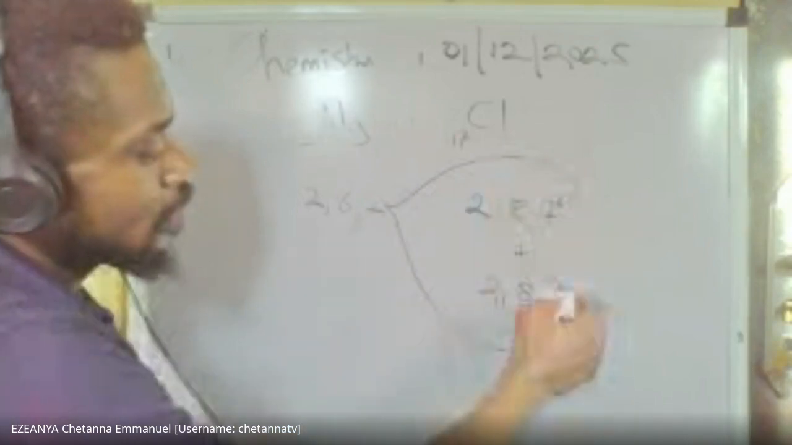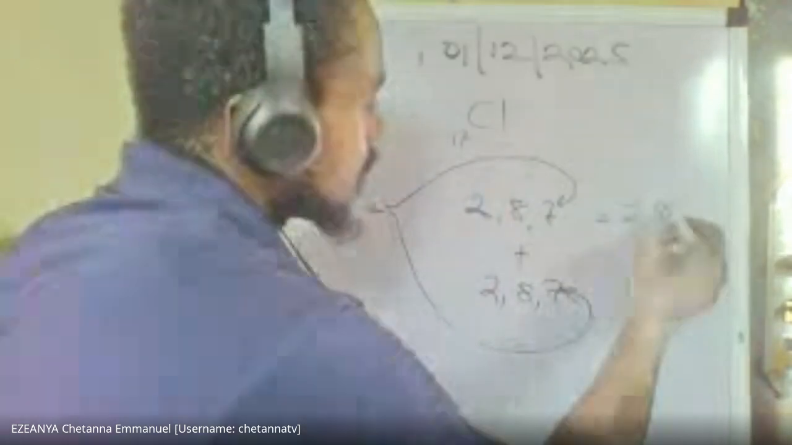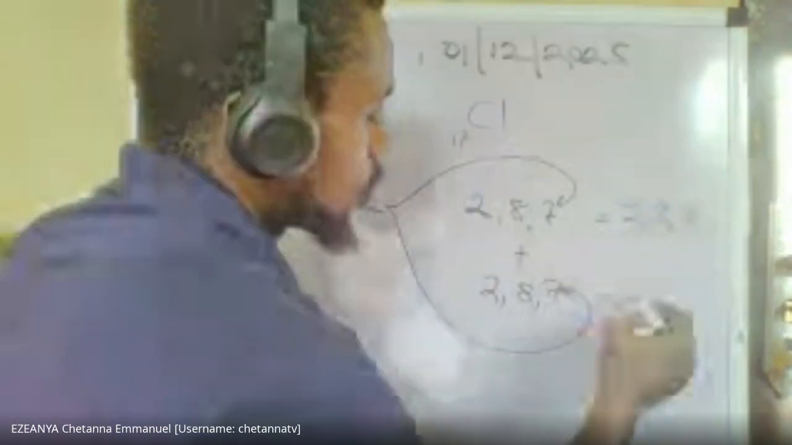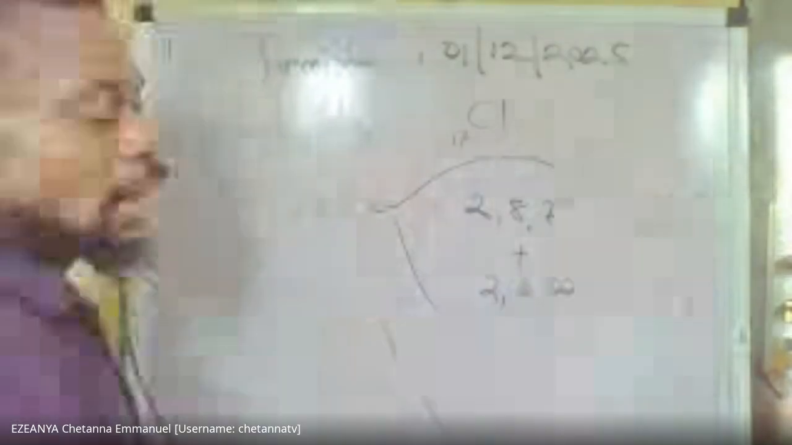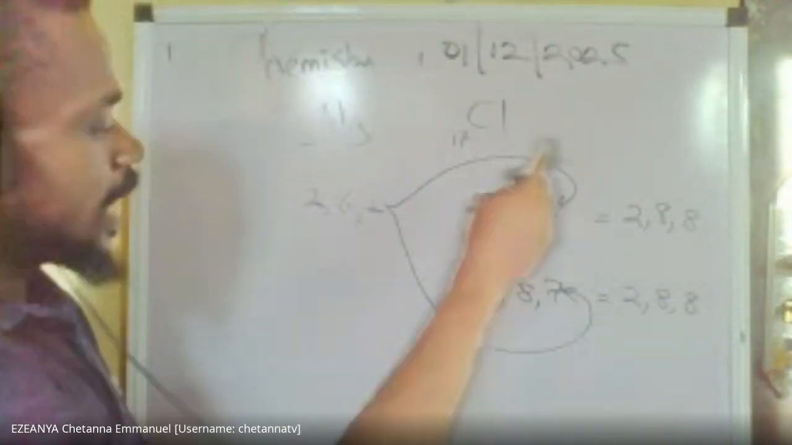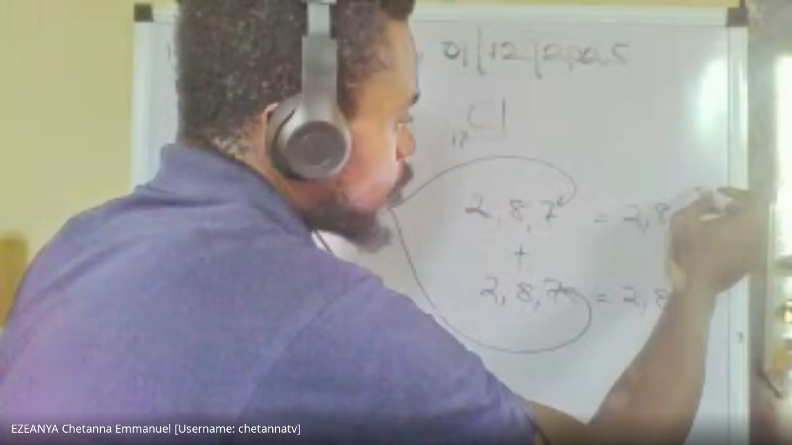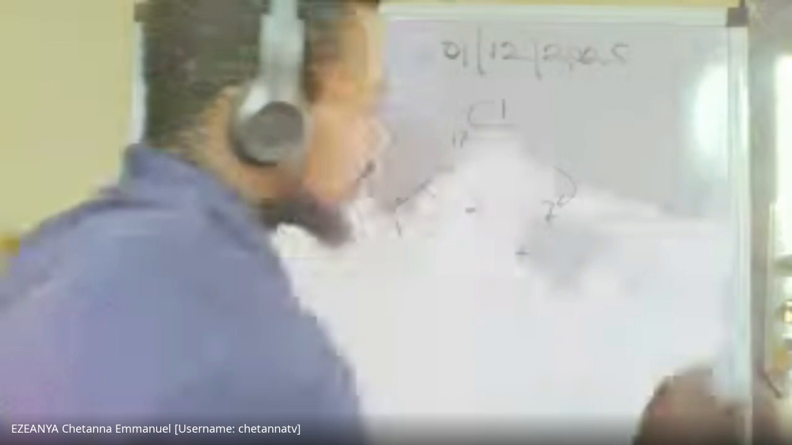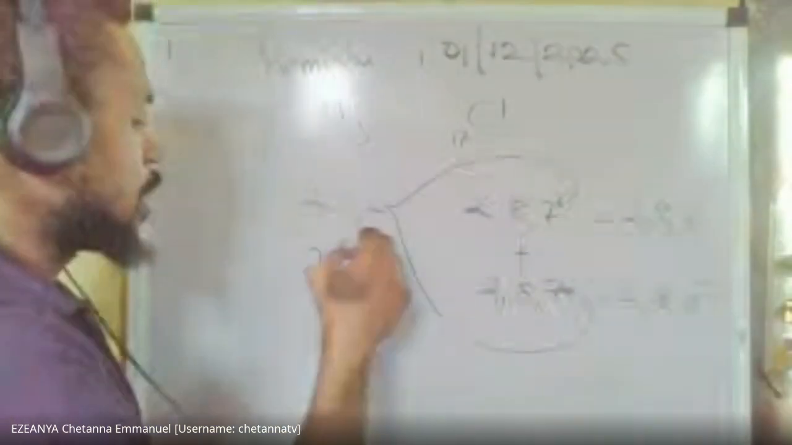We now have something like this: 2, 8, 8. So it's now complete. At the end, remember here will become negative. Here is negative. And magnesium becomes 2, 8, with 2 positive charge.